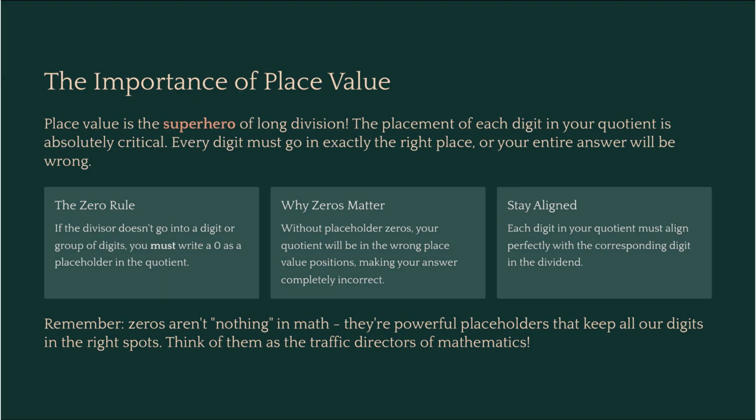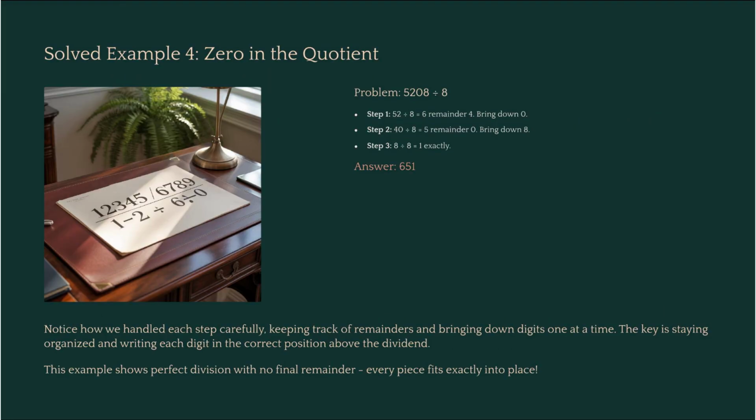When performing long division, the place value of the quotient digit is everything. If the divisor does not go into a certain number, you must write a 0 above that digit in the quotient as a placeholder. If you skip this 0, your entire answer will be shifted one place value to the right and will be 10 times too small. Zeros ensure your final number is correct. Example 4 shows why zeros are needed.